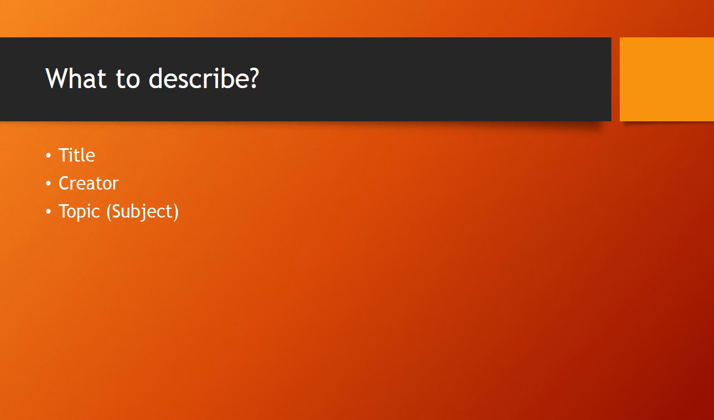Remember last week we talked about the three major elements, or fields, that were required across libraries, museums, and archives in terms of describing what a particular object or book or information resource in general is. We talked about needing a title, describing who the creator is, and giving it some kind of topic or subject.